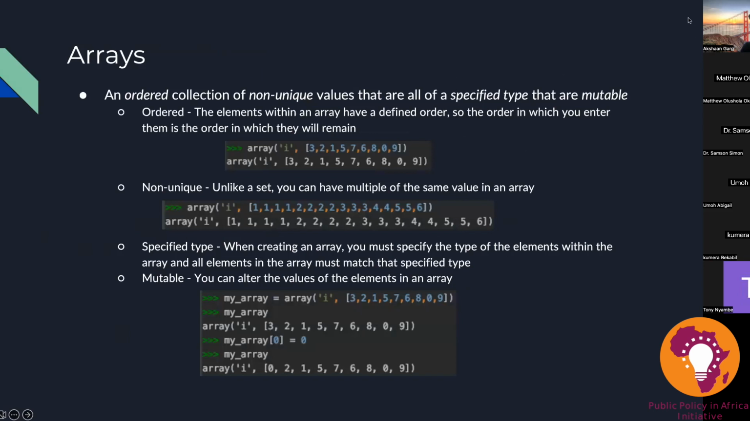Arrays, as we learned, are an ordered collection of non-unique values that are all of a specified type and that are mutable. What this means is it is an ordered collection. What does an ordered collection mean? It means that the order matters: the order in which you write it is the order in which it will be outputted, and it is the order in which it is stored.